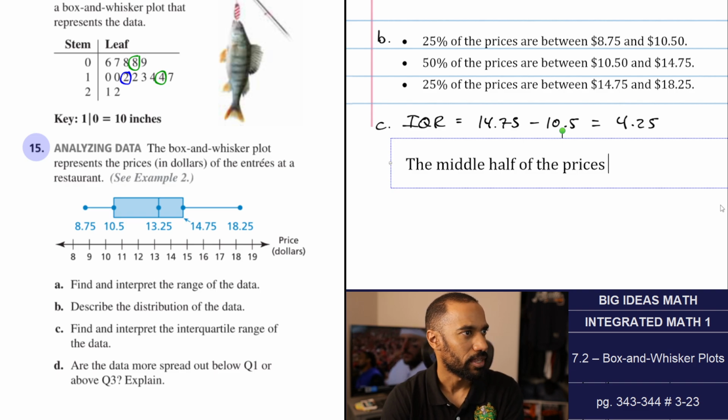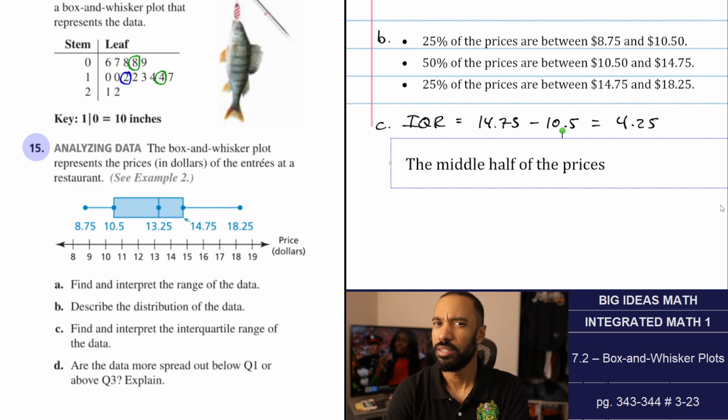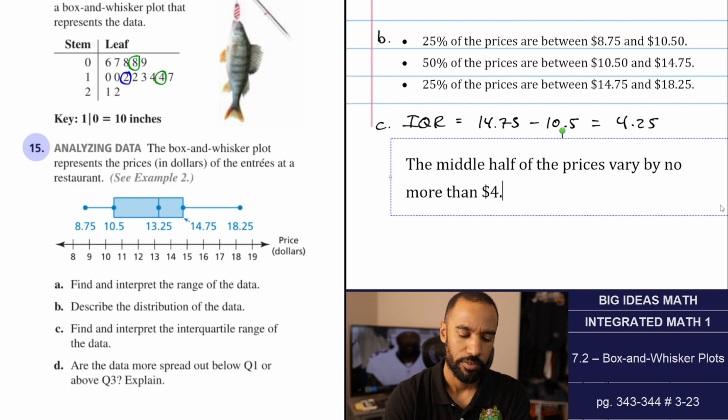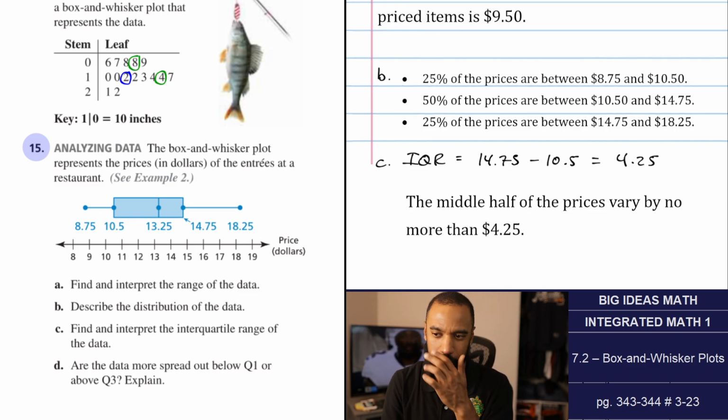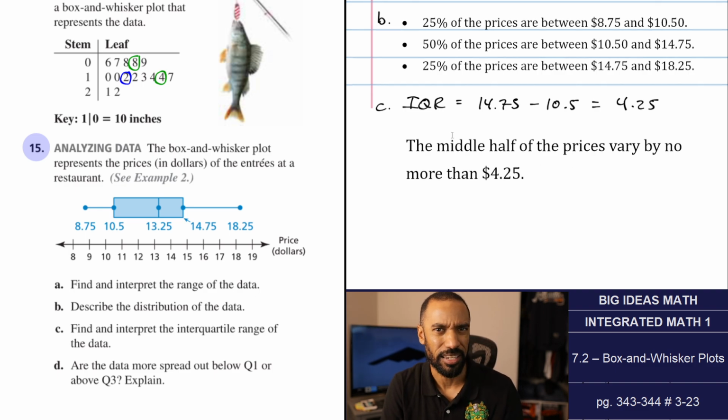How do they say it? I think they said they vary by no more than, or something like that. Vary by no more than $425. Because I have no better way of saying that at that point. The difference between the middle half of the prices is just kind of weird when we say it that way.